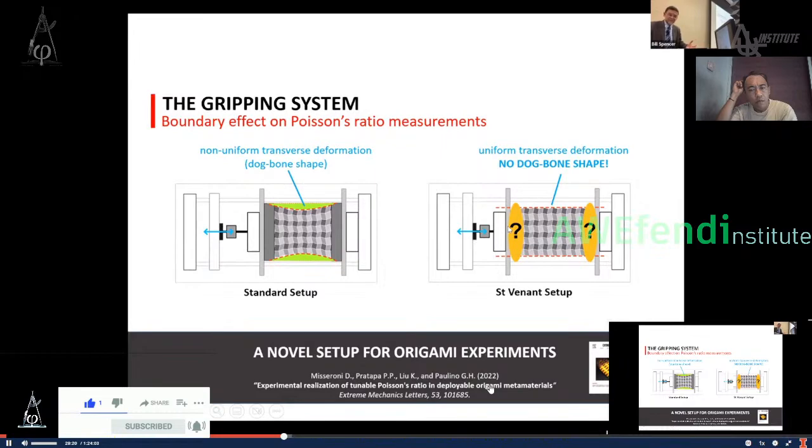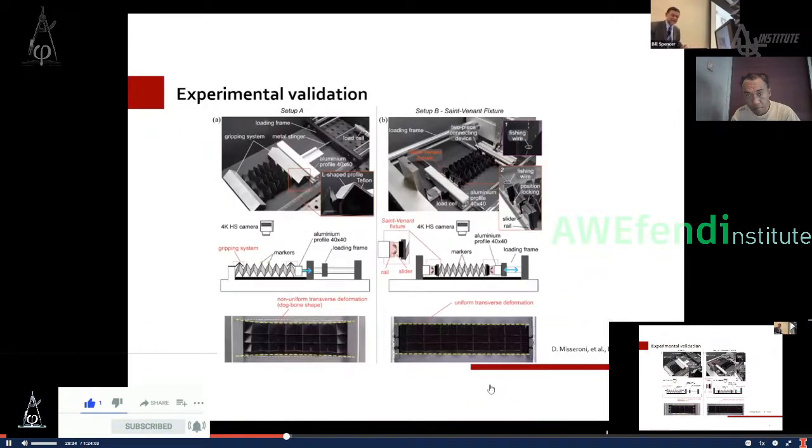And then the key idea is, can we redesign these fixtures so that we can eliminate or minimize this problem? And this is what we did here in this paper last year in Experimental Mechanics Letters. And the key idea then is, instead of using these standard fixtures that you see here, we have a special railing system that has several components that allow us to minimize all the friction in the device, and also has some desirable features that will allow us to do these experiments.